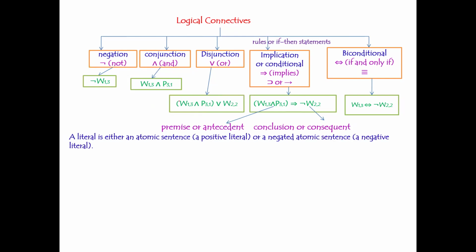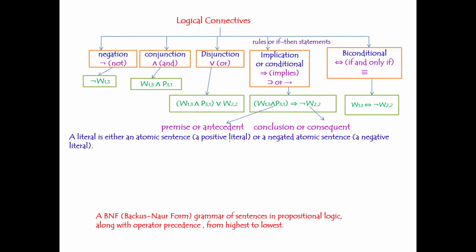So now let us learn what is meant by a literal. A literal is an atomic sentence. It can be a positive literal or a negated atomic sentence, which we call a negative literal. So a literal is always an atomic sentence that can hold two values, either positive or negative. If it is holding a positive value, we call it a positive literal. If it is holding a negative value, we call it a negative literal.